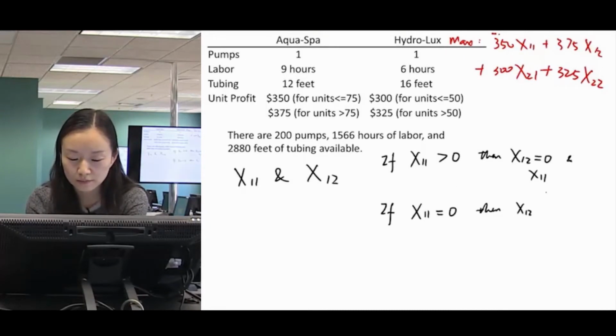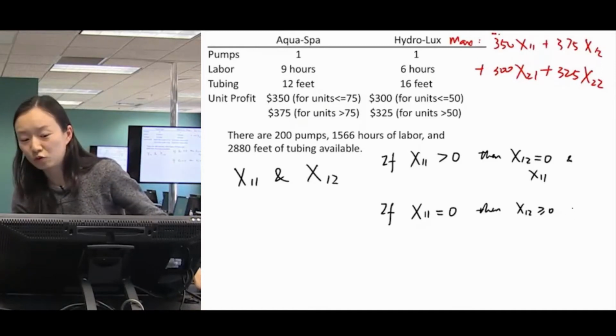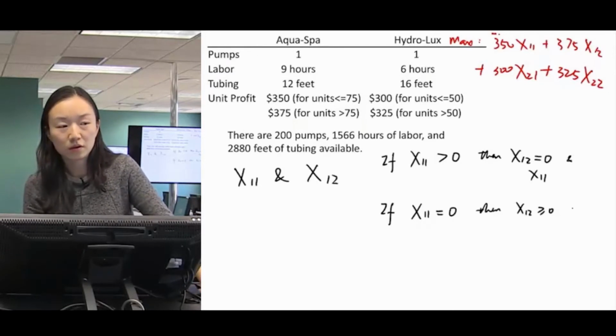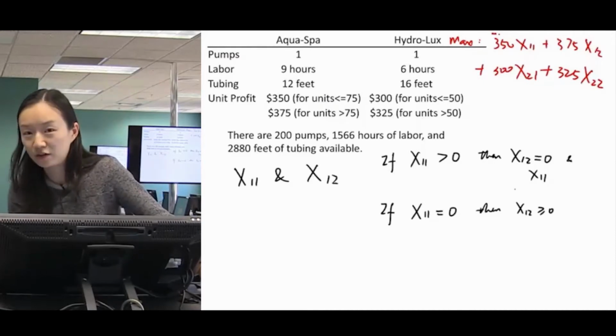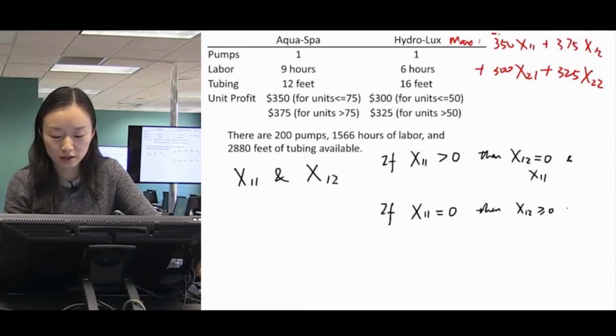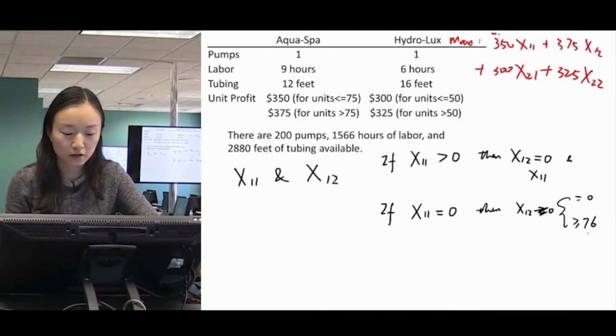x12 can be greater than or equal to 0, that's anything it can be. But what happens if x12 is greater than 0? Remember what x12 is? x12 is the quantity of equals bars if you produce more than 75. So if this is greater than 0, then it can be either 0 or greater than or equal to 76.